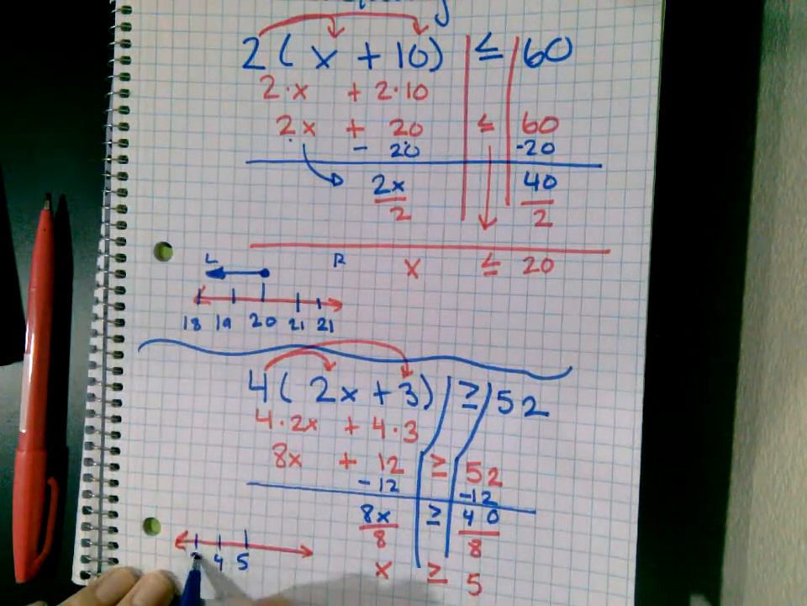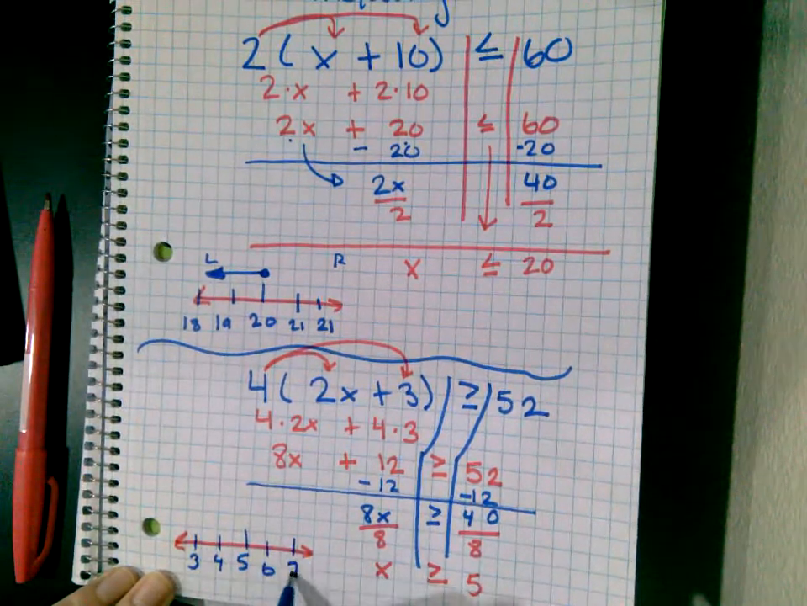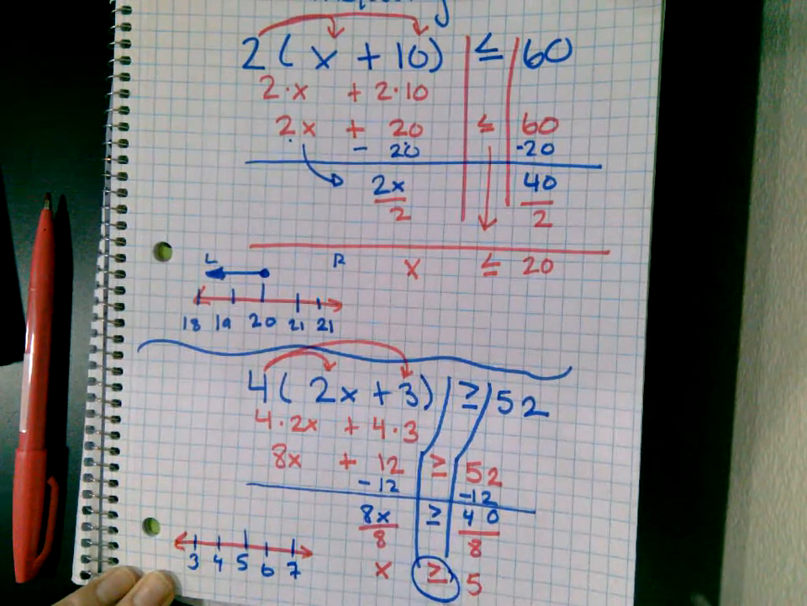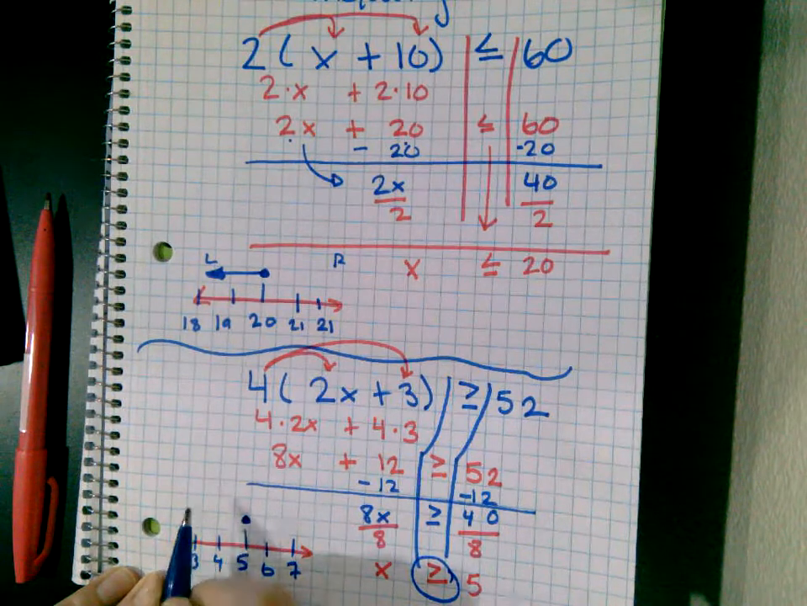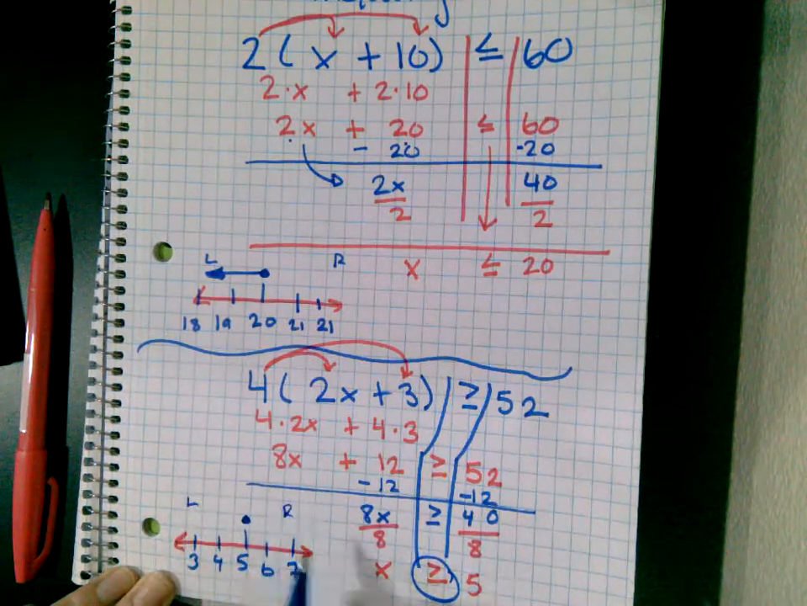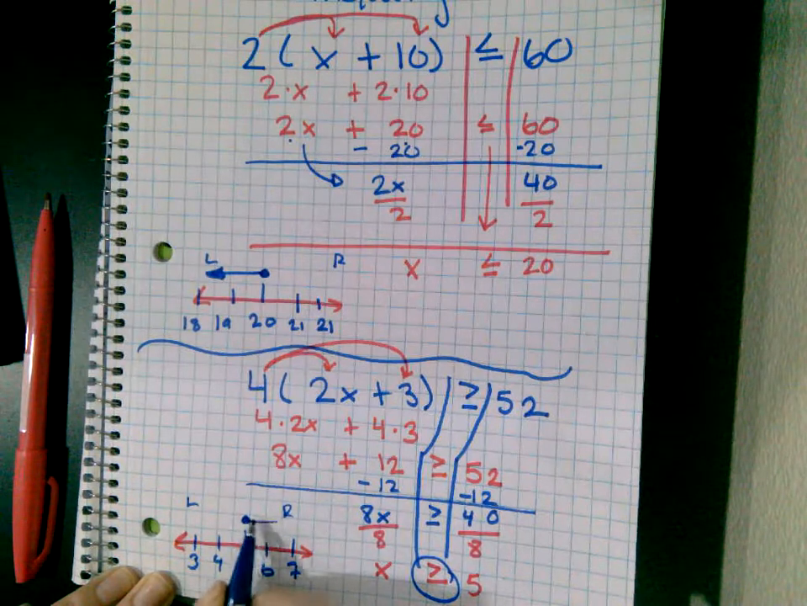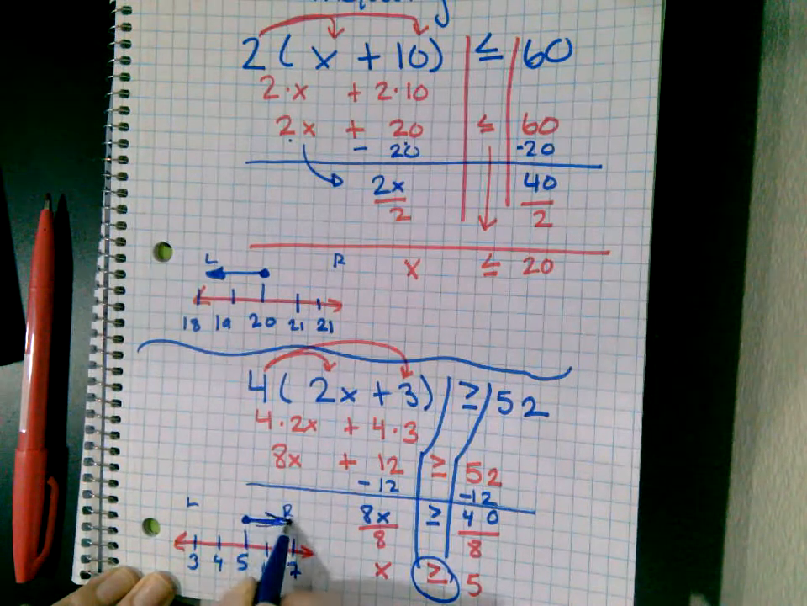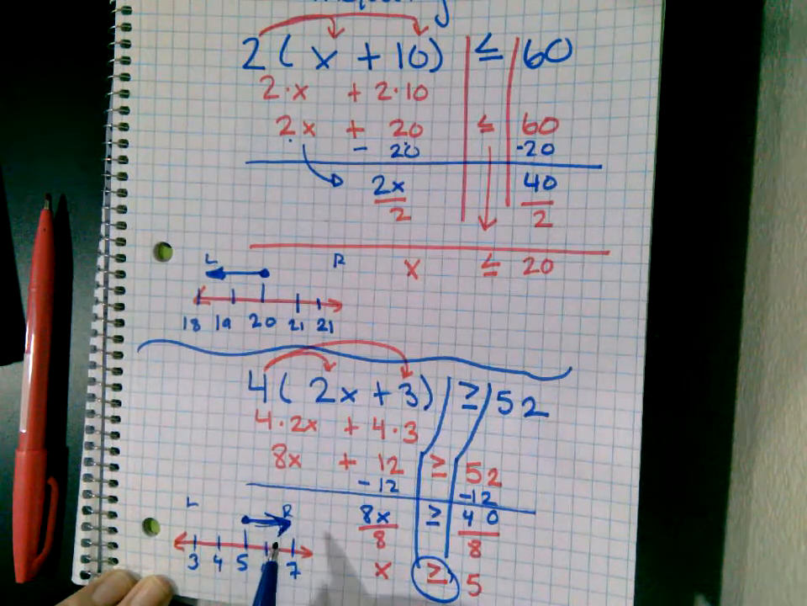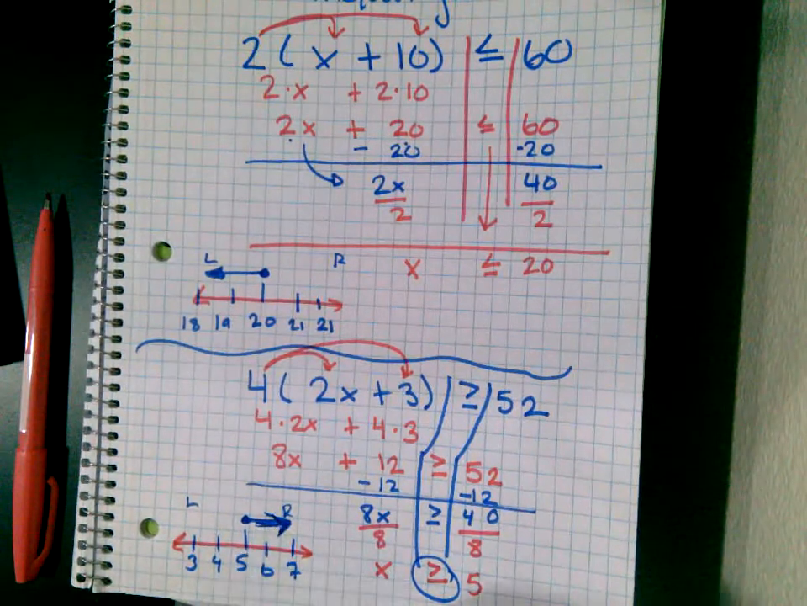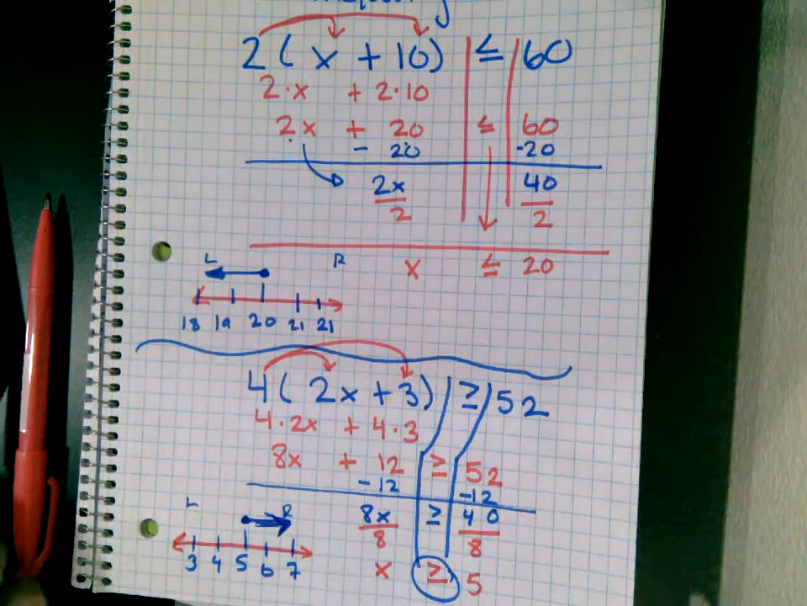3, 4, 5, 6, 7. Does this inequality tell me open or closed? It tells me closed. Do I shade to the left or to the right? Which numbers are greater than or equal to 5? On the right-hand side, so I shade to the right. Okay, got one more problem to do.